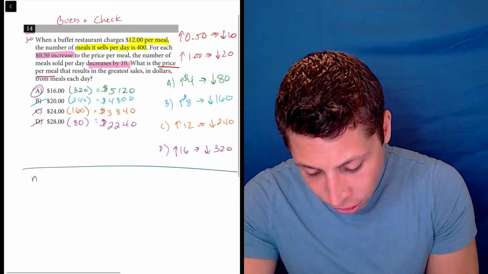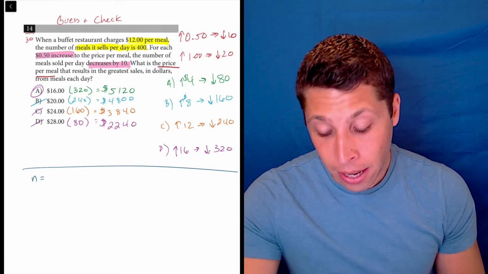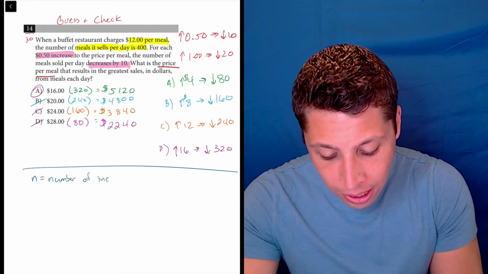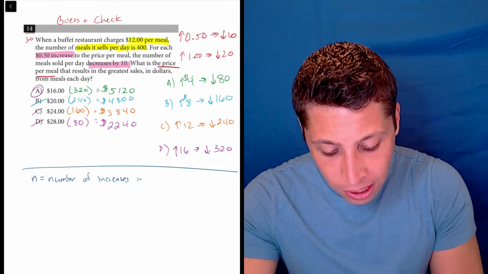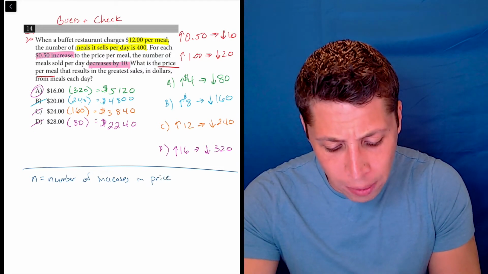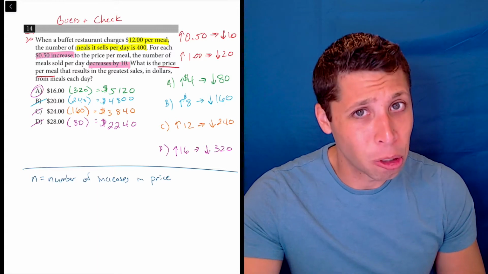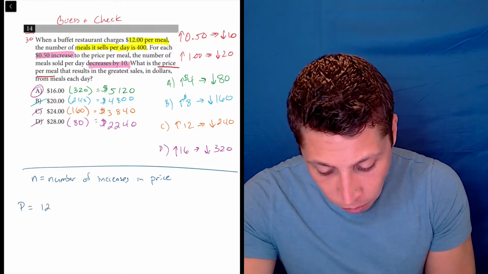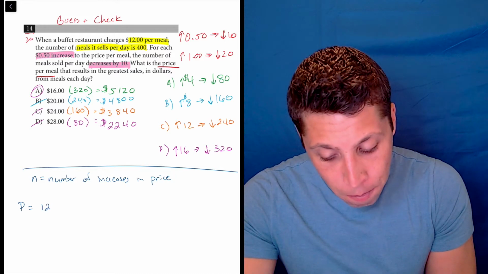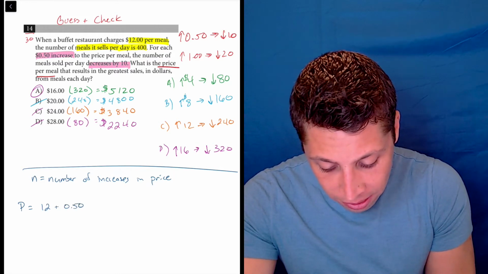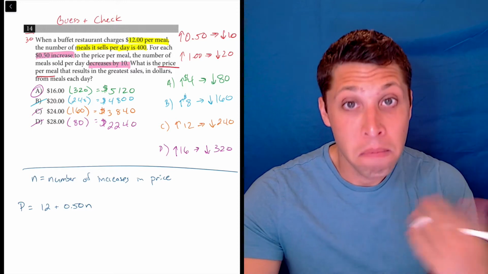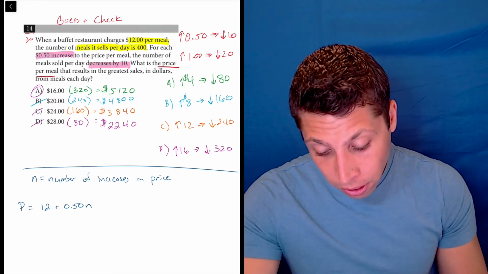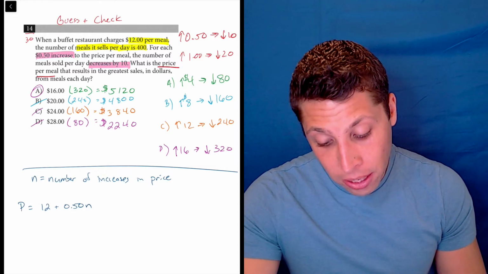The variable here is the number of increases in price, which is a really weird thing to make our variable, but that's what you're supposed to do. So then the price would be the $12 that we start with, plus 50 cents for every increase. Okay, so there's an equation. It's a linear equation.